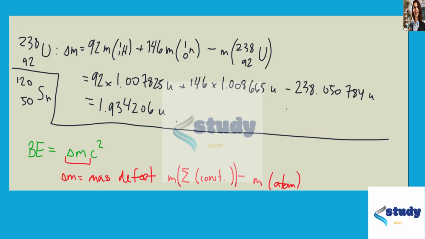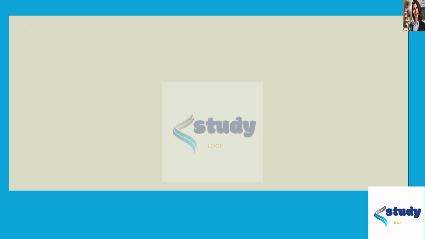Okay, great. So now to calculate the binding energy of this one, we'll do this times c squared, as given by this formula. And remember that u c squared is 931.5 mega electron volts. So the binding energy for uranium is 1,801.7 mega electron volts. Right, let's move on with tin.